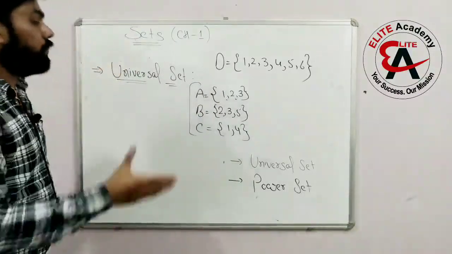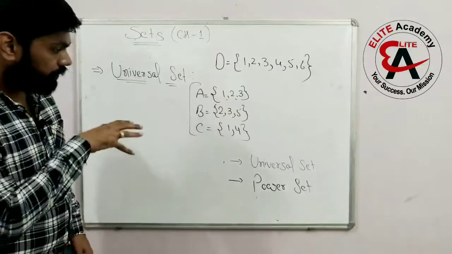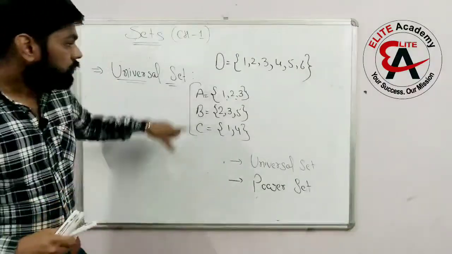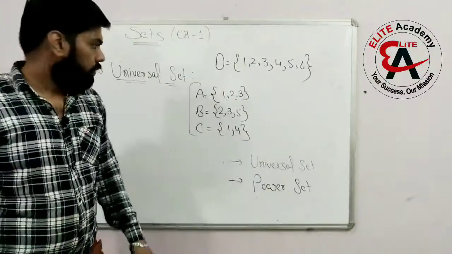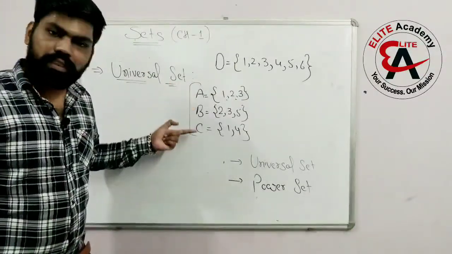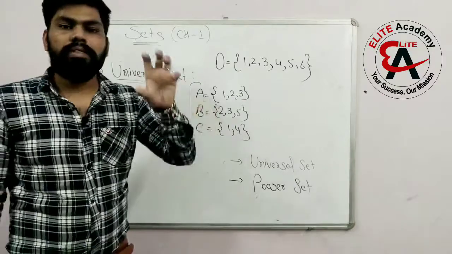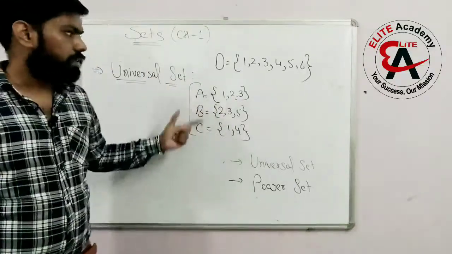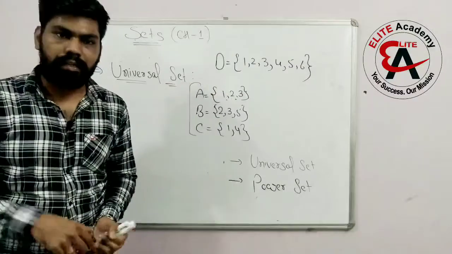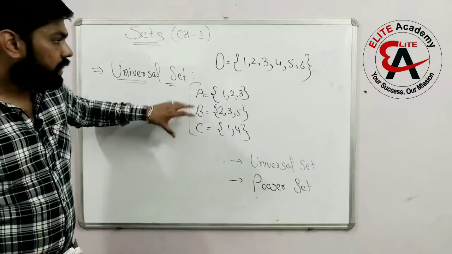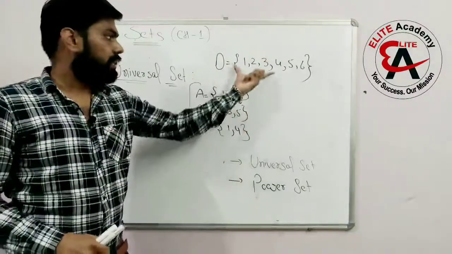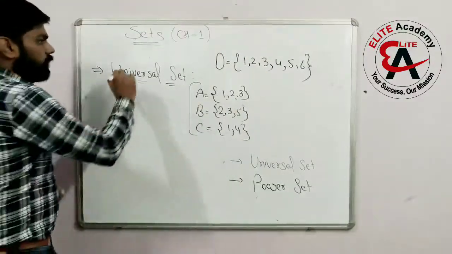That means, in other words, in terms of sets, the superset of all three is the universal set. The common superset of all three is called the universal set. Or I can say if there are a number of sets which are coming from a single set, then that set is called the universal set.